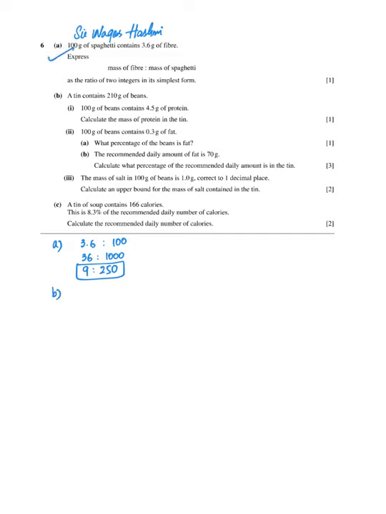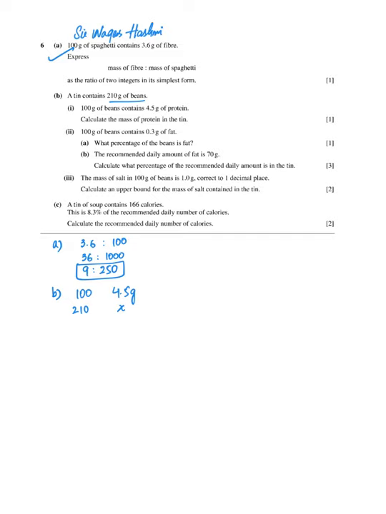For B part, it says a tin contains 210 grams of beans. 100 grams of beans contains 4.5 grams of protein. Calculate the mass of protein in the tin. All right. If it's 100 grams, the mass of protein we have is 4.5 grams. So if the tin contains 210 grams, what should be the mass of protein? We need to find out.